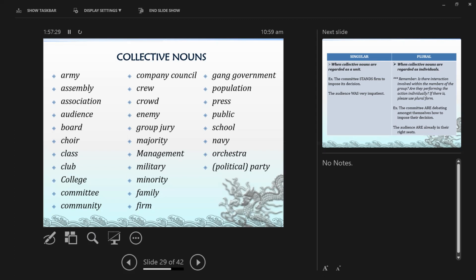Example, the management wants to express apologies to the affected members. The management is the subject, it's a collective noun. The verb is wants, not want, because the management is in singular form, so we need a singular verb. The management wants to express apology. Okay? Another example.